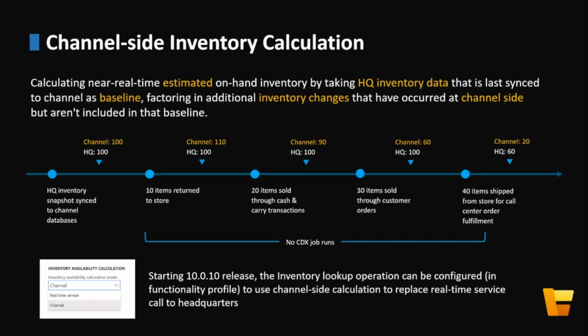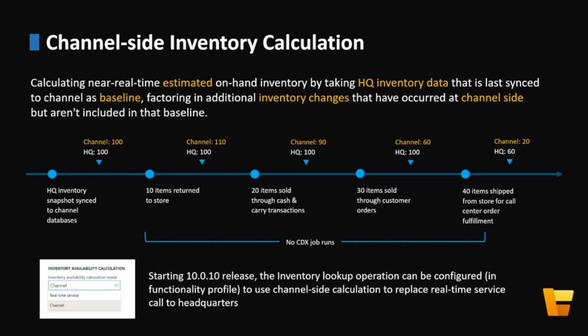Back to the inventory lookup operation, in 10.09 release and earlier, this operation used a real-time service call to fetch the inventory information directly from headquarters. As you could imagine, one problem with this approach is the data inaccuracy based on the fact we just discussed. And the other potential problem is the performance impact those direct calls can have on your headquarters servers.